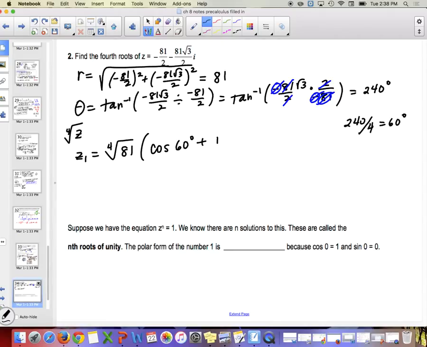Well, 60 degrees isn't always the first one, but take your answer here and divide by n. So I have I sine of 60. So that's the first one.